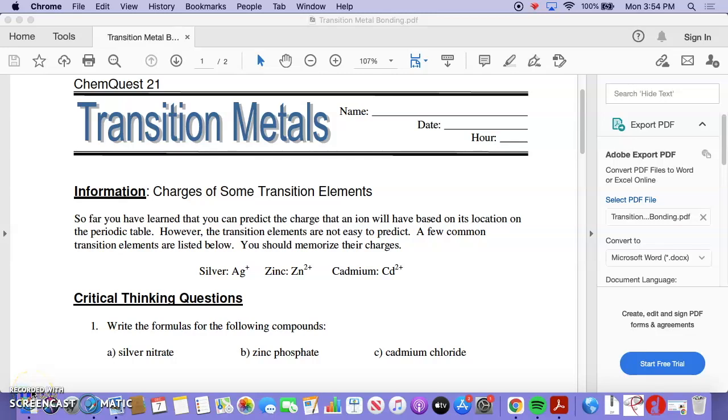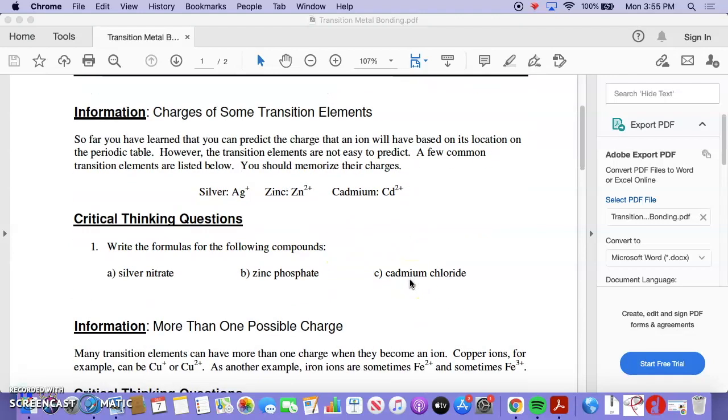Okay, so transition metals. Charges of transition metal elements. So we've been able to predict ions based on location. However, transition elements aren't as easy to predict. So a few common transition elements are below, and these charges you can write in your periodic table. Silver is always +1, zinc's always +2, and cadmium's always +2.